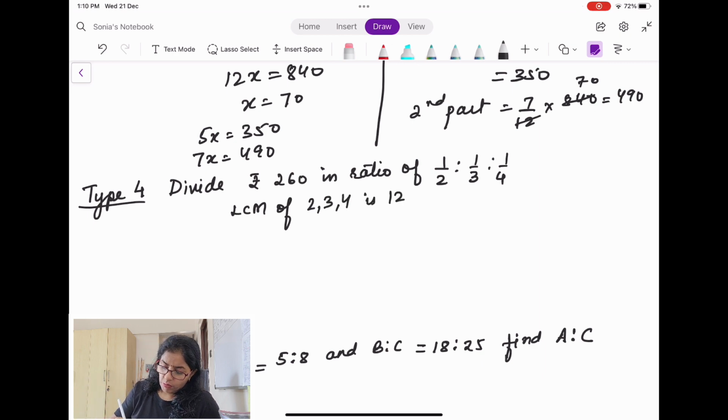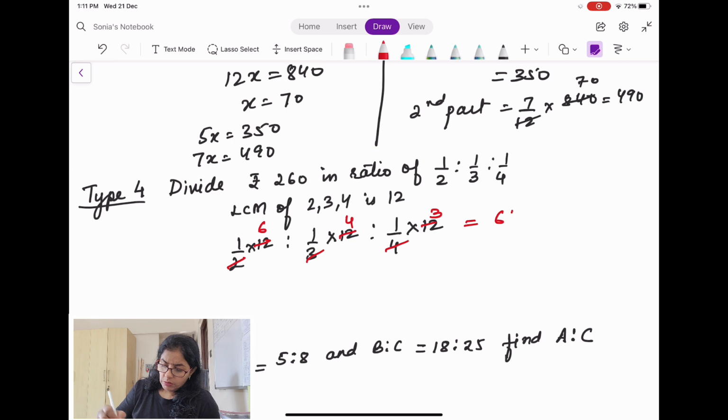The LCM of 2, 3 and 4 is 12. So all three parts of the ratio, we multiply by 12. So 1 by 2 into 12 is to 1 by 3 into 12 is to 1 by 4 into 12. So when we cancel, we get 6, we get 4, we get 3. So the ratio becomes 6 is to 4 is to 3.